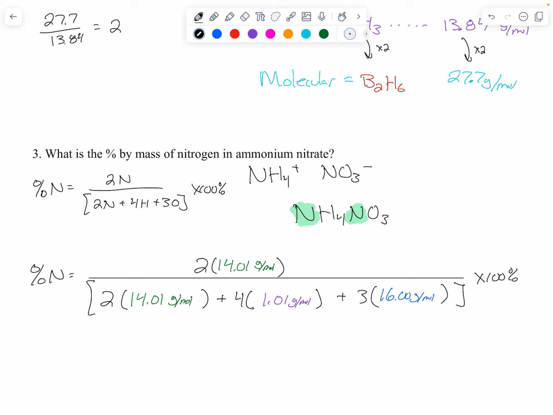There's nothing wrong with doing that extra step. And if I do this, I get 35.0% N by mass. Depending on your calculator and your calculator techniques and skills, you might have to do the bottom first. You might be able to do it all at once. That depends on how comfortable you are with the calculator. So that's number 3.